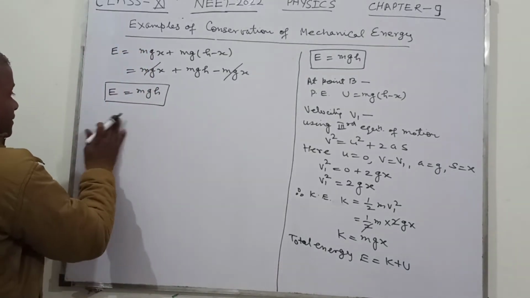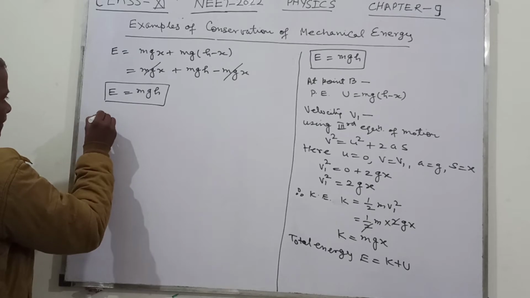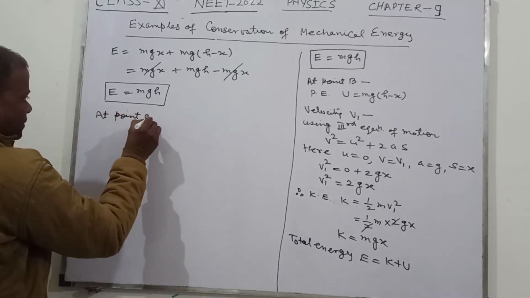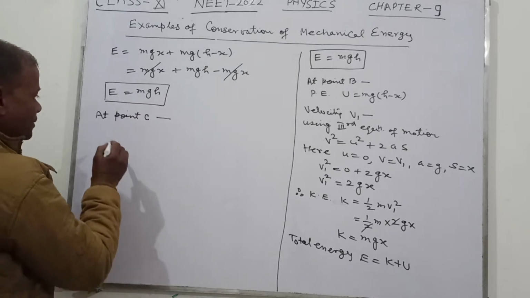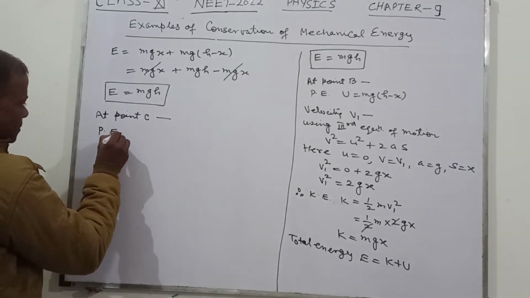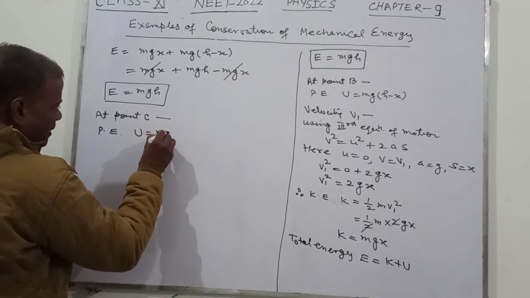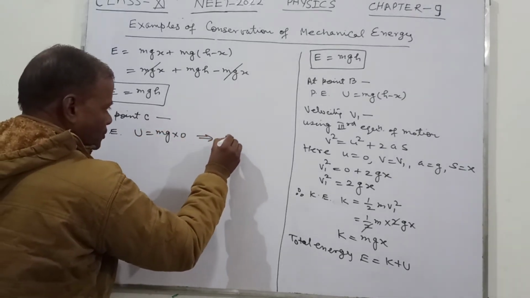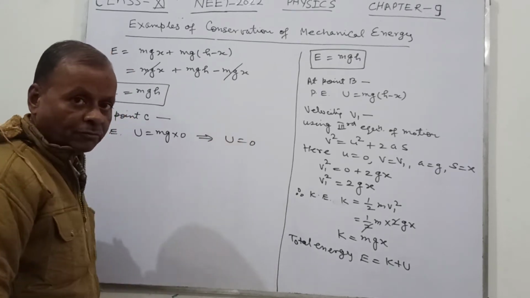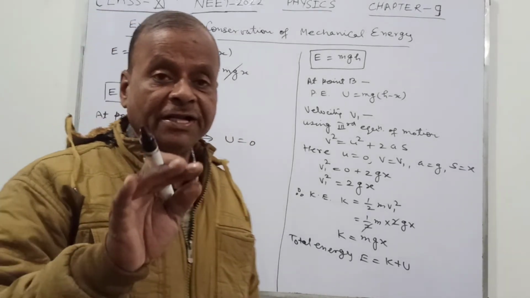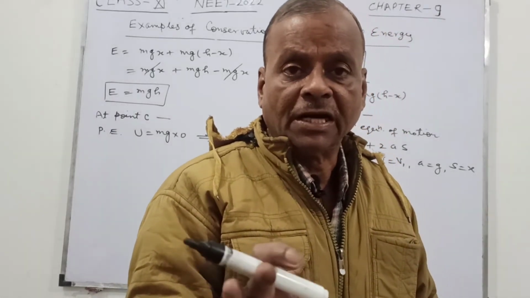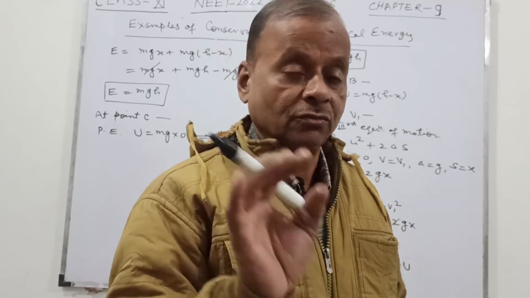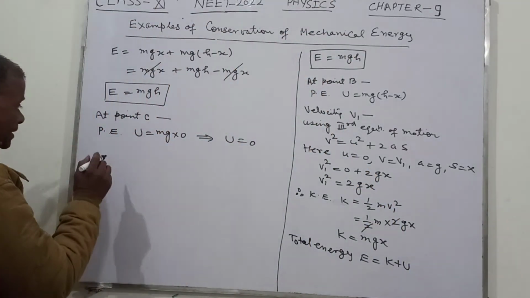Now at point C, now the potential energy U equal to mg into 0. So this U is equal to 0, because when the body has reached the ground, the height from the ground is 0. So the potential energy is 0. Now the kinetic energy.